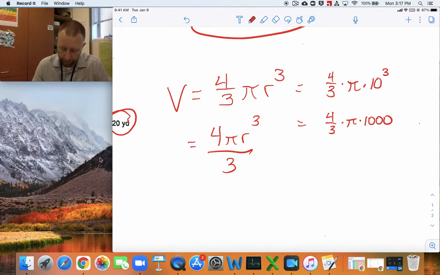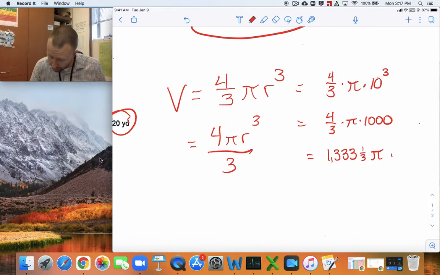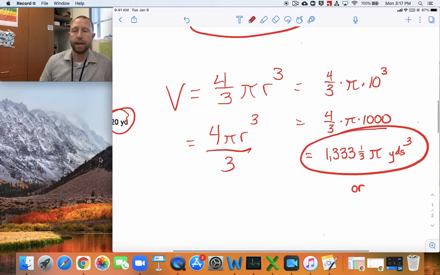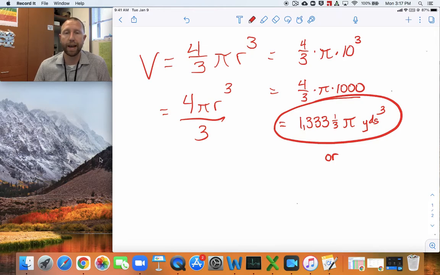Because 10 times 10 times 10 is 1,000. And then when I do 4/3 times 1,000, I get 1,333, and that's 0.3 repeating, which we know is 1/3 pi. My units for this one is yards. So I'm going to put cubic yards for my answer there. I've got to put that answer without the pi symbol also.